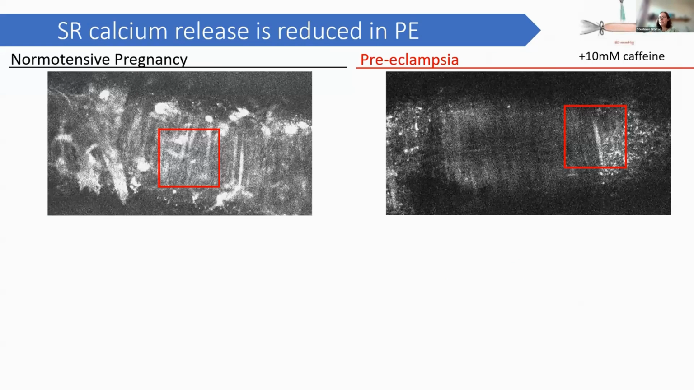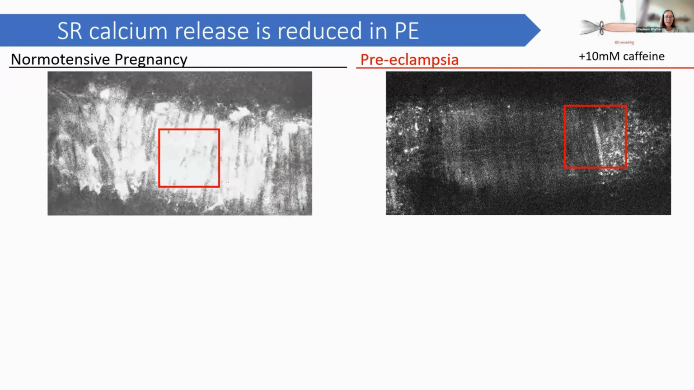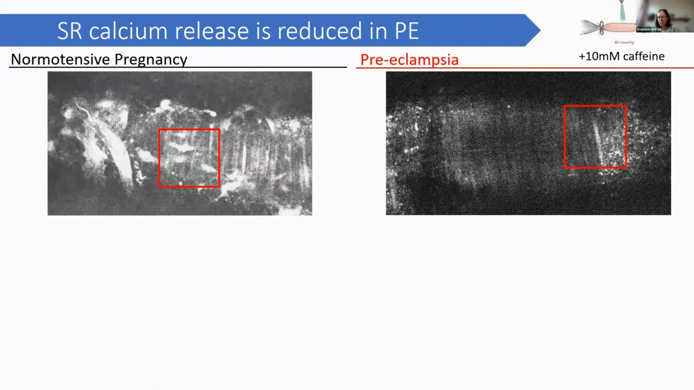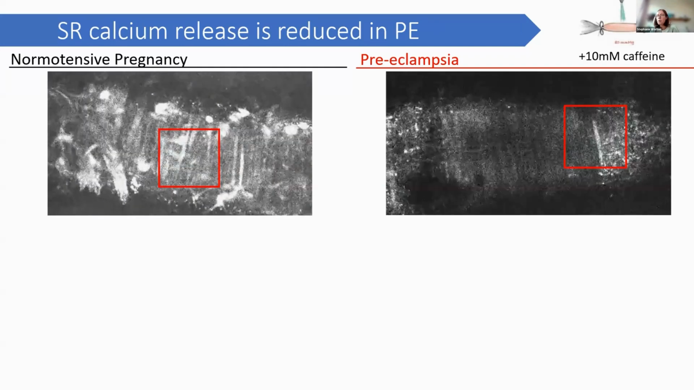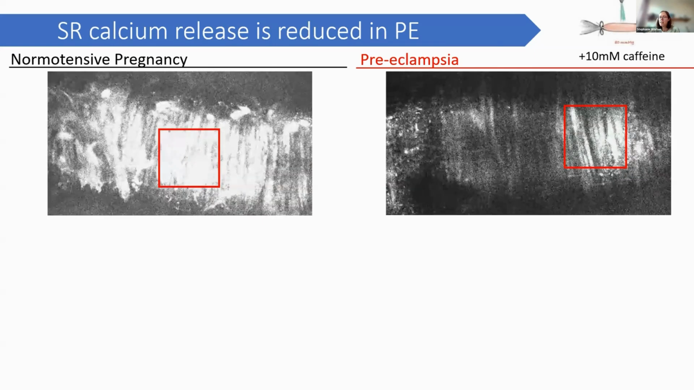To investigate this mechanism, we assessed the amount of total calcium that was held within the sarcoplasmic reticulum calcium stores. We did this by using a 10 millimolar dose of caffeine, which causes the sarcoplasmic reticulum to kick out all of its calcium. So within the same experimental setup, this is a normotensive vessel that's started to play. In response to the addition of caffeine, we get a big flash, which is all the calcium being released from the sarcoplasmic reticulum. On the other side, in preeclampsia, after the addition of caffeine, we get a smaller flash.